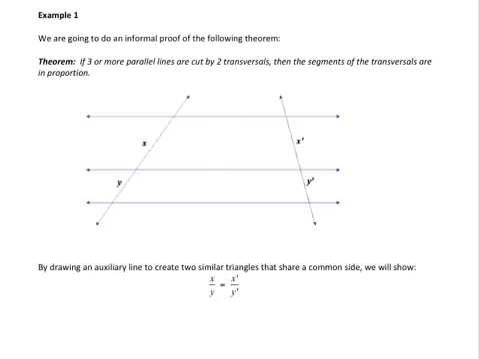by these transversals. We're going to look at this by drawing an auxiliary line, and we're going to create two similar triangles that share a common side. The auxiliary line I'm going to draw is going to connect the upper left to the bottom right.